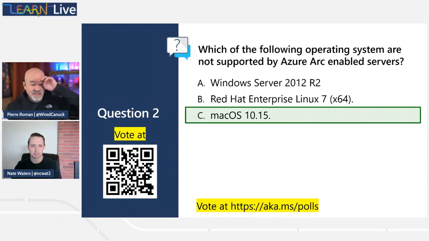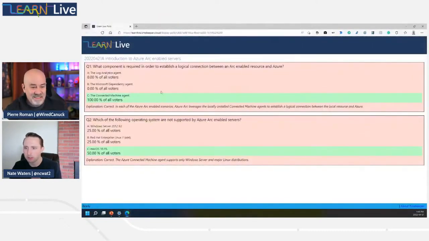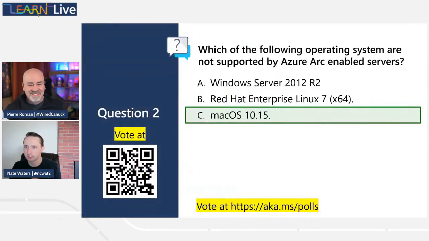I don't know if Laurent can show the results. Maybe not. Okay, we can move along. So that was our first section of the learning path. And now I think we're going to get into it. So 100% of our voters have gotten it right. So I guess we did our job well. All right.